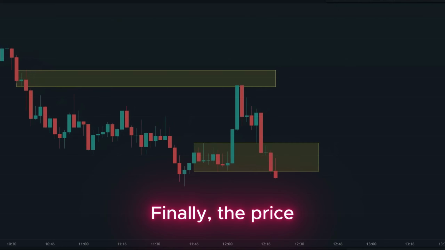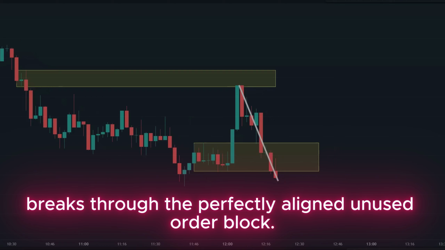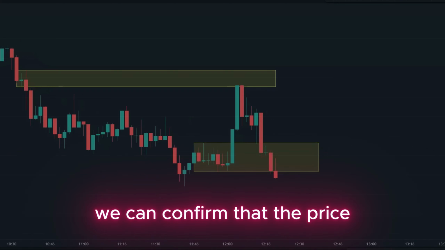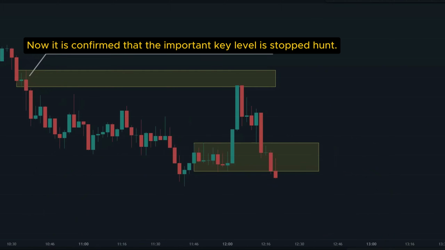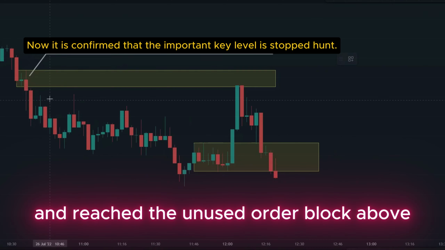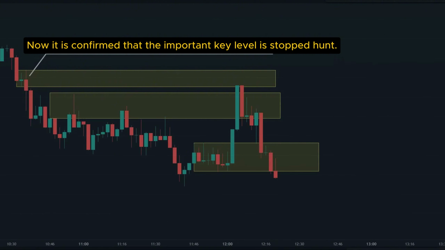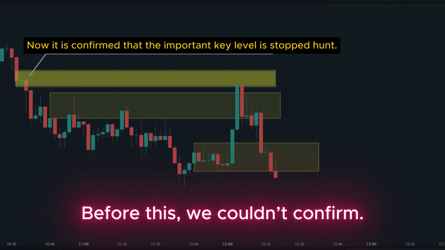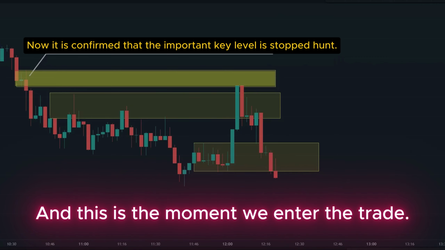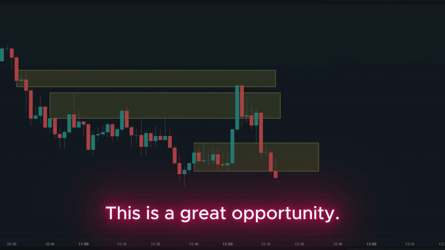Finally, the price breaks through the perfectly aligned unused order block. At this moment, we can confirm that the price has stop hunted the key level and reached the unused order block above the key level. Remember, at this moment, we can confirm it. Before this, we couldn't confirm, and this is the moment we enter the trade. This is a great opportunity.